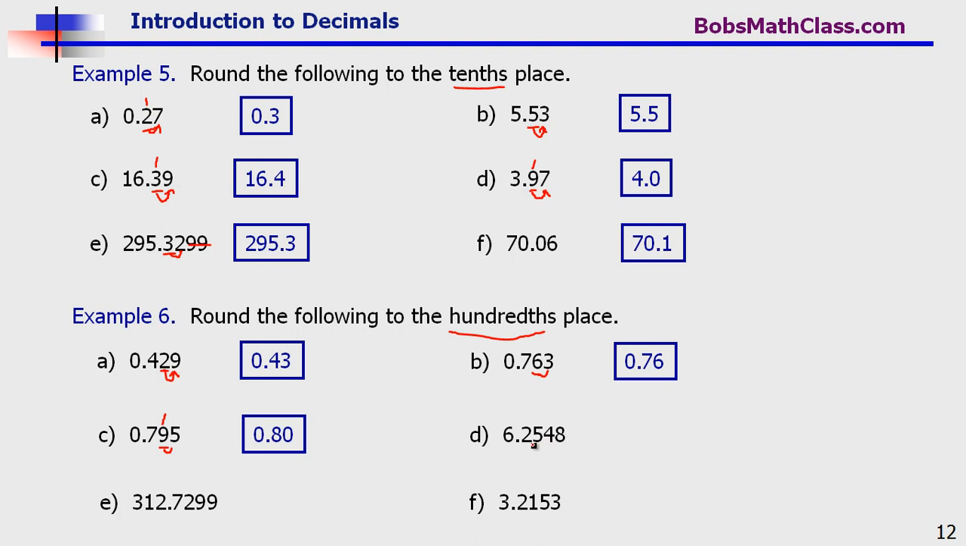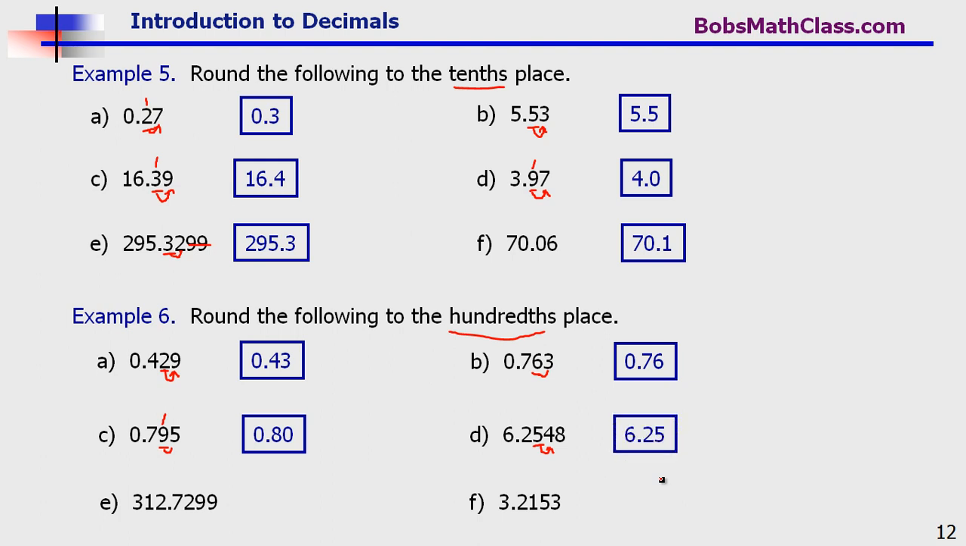Again, it kind of gives some extra numbers here, but we just need the hundreds place and the number to the right, which is a 4. That 8 is just an extra number that we don't need. So it's 4 or less. So what are we going to do with the hundreds place? That's right, leave it alone. So 6.25.